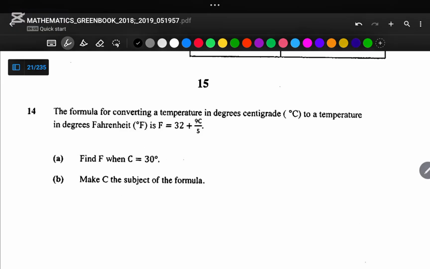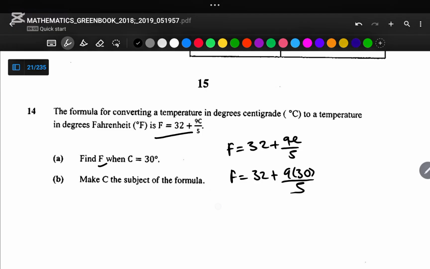Let us move on to number 14. Question number 14 says the formula for converting a temperature to degrees Fahrenheit is F is equal to 32 plus 9C over 5. We are required to find the value of F given that C is equal to 30. So F is equal to 32 plus 9 times 30 divided by 5.